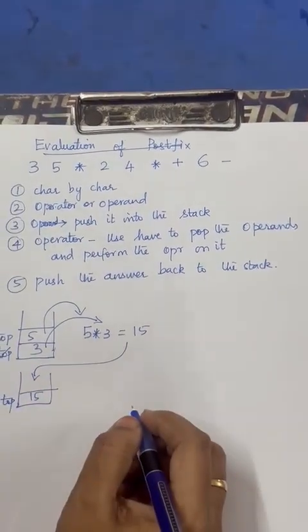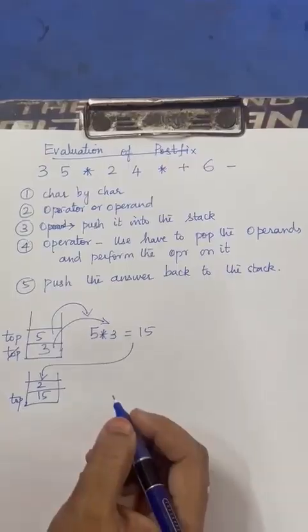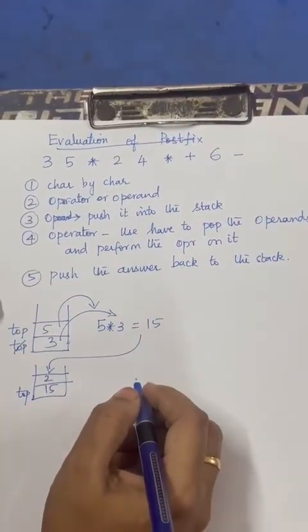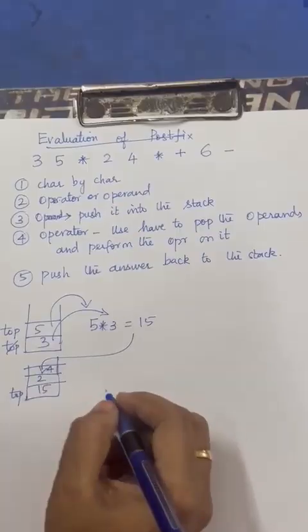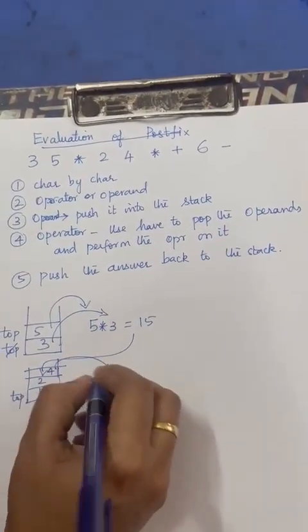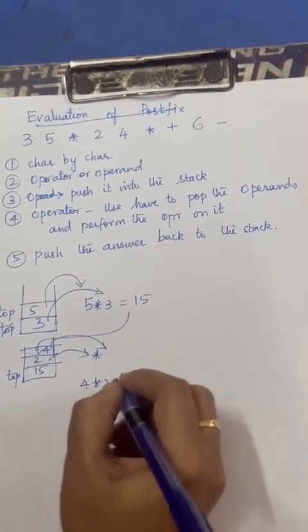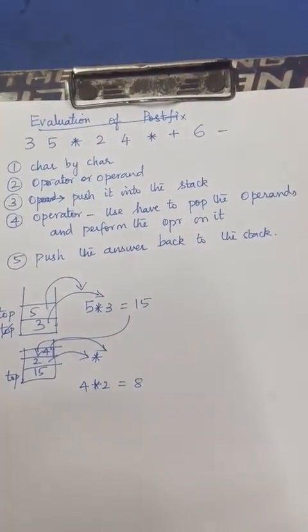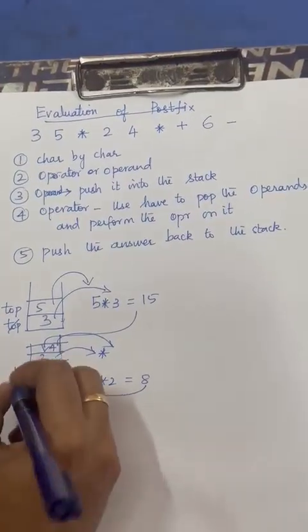Next I'm going to read the next element, which is 2, an operand, so I push it inside the stack. Then I read the next element, which is 4, and again push it inside the stack. Then the next one is star, so I have to pop the topmost elements and perform the multiplication operation. I get the answer 8. Now I have to push the answer back into the stack.